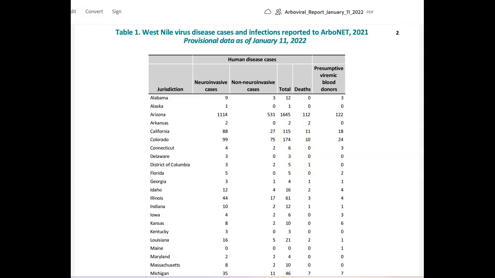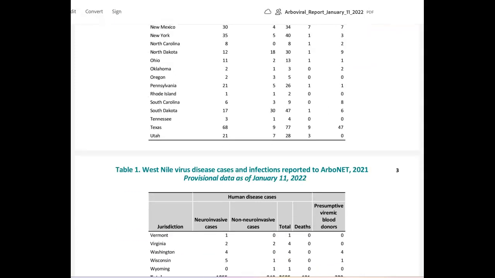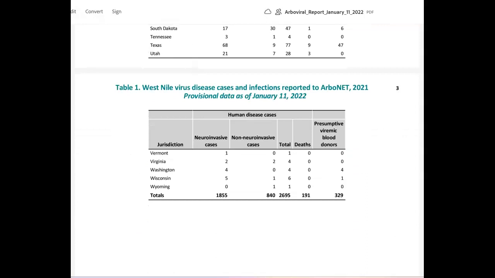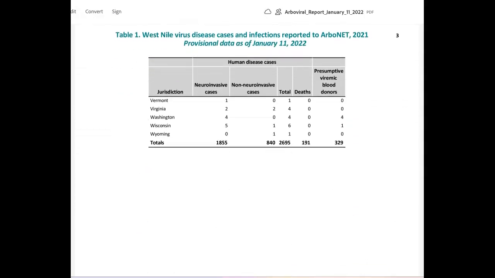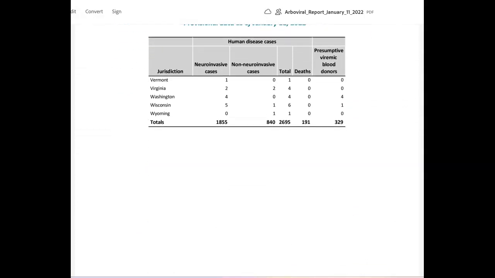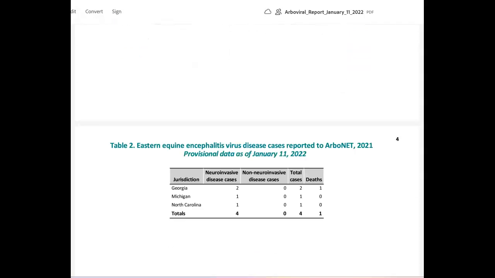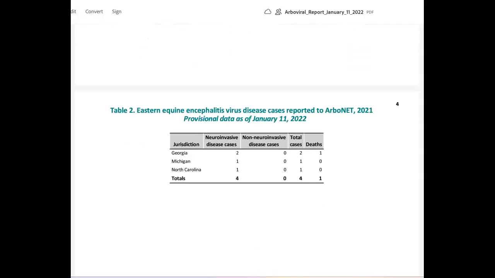Let's move on to the next virus. Again, you're not going to be seeing double digits here. Also looking at Vermont, Virginia, Washington had some cases. So Eastern equine encephalitis virus, not many people have it. 2 people in Georgia, 1 person in Michigan. These are all notifiable diseases, by the way. And so 2, 1, and 1.